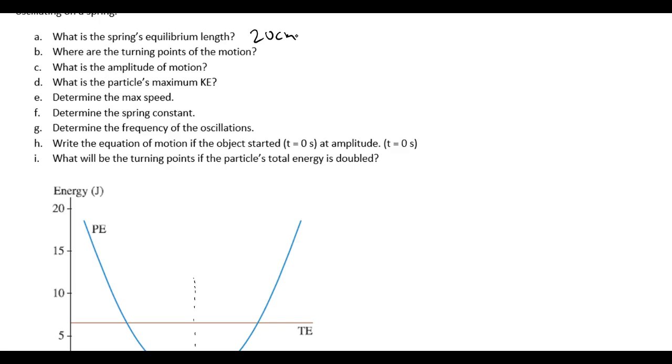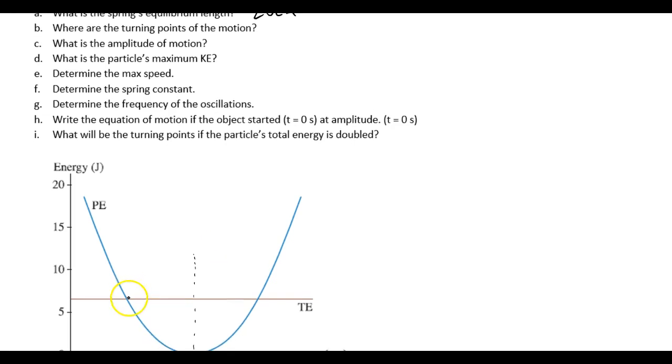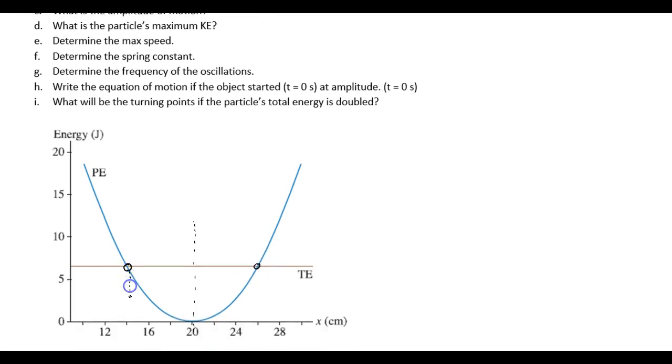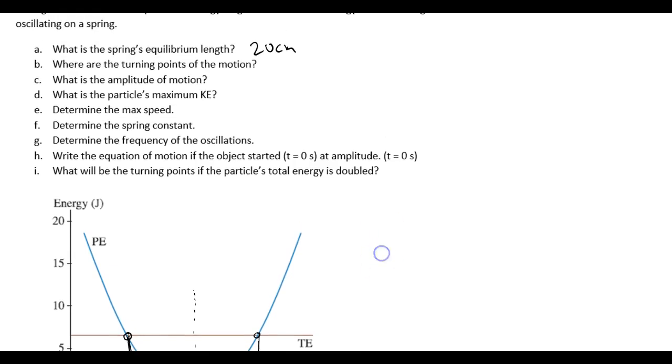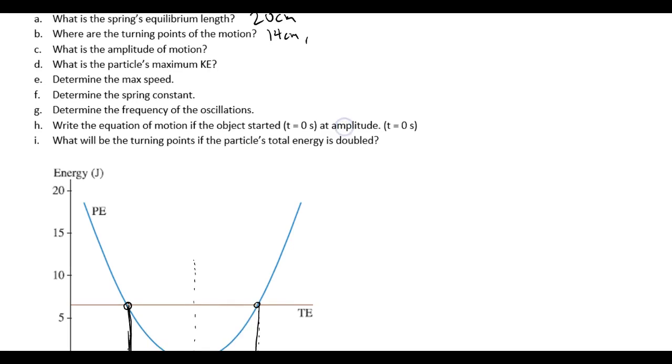Where are the turning points of the motion? They're right there and right there. So if I go down there and there, it looks like it's halfway between 12 and 16-ish. That's about half, I guess. So we'll call it 14. So 14 would be one and 26 would be the other. So 14 centimeters would be one turning point, and then we said 26 is the other one.